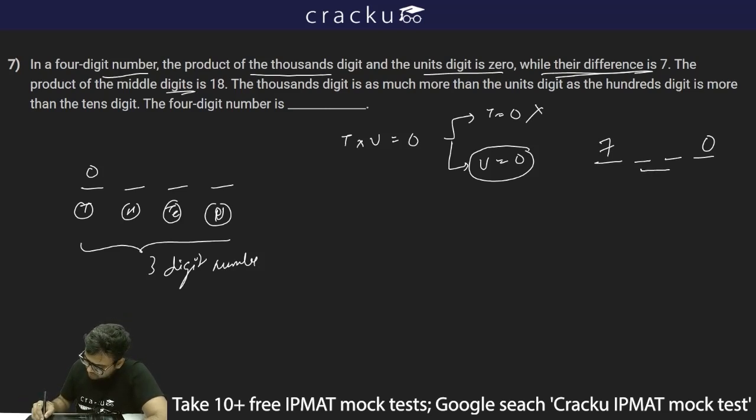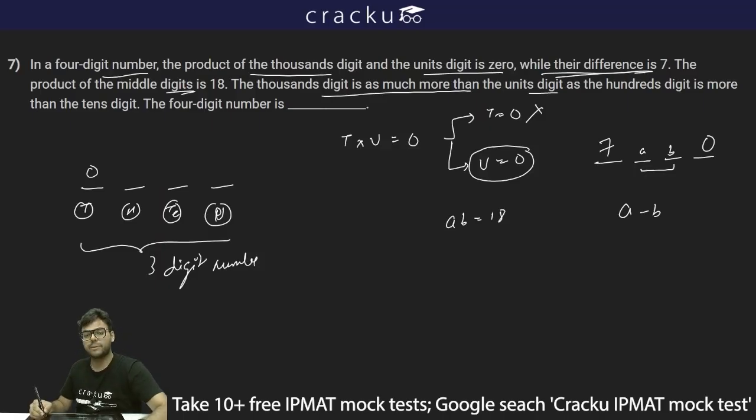The product of the middle digits is 18. Now the product of these middle digits is 18. So A and B I will say, so AB is equal to 18. The thousands digit is as much more than the unit digit as the hundreds digit is more than the tens digit. So hundreds digit minus tens digit, A minus B, is as much more as the thousands digit than the unit digit. So this is A minus B is equal to 7 minus 0.